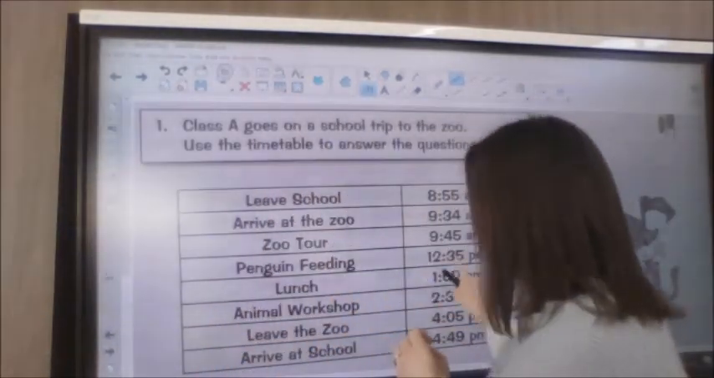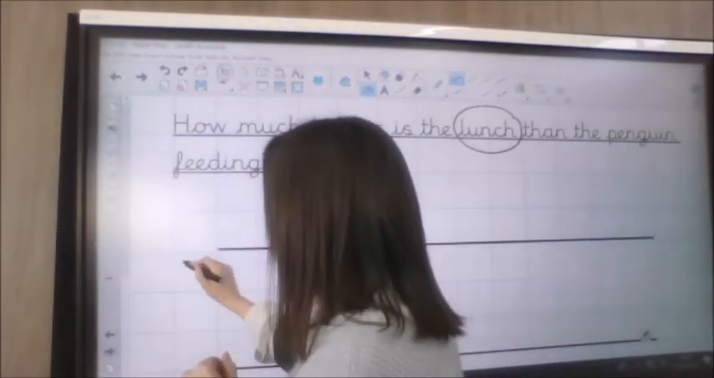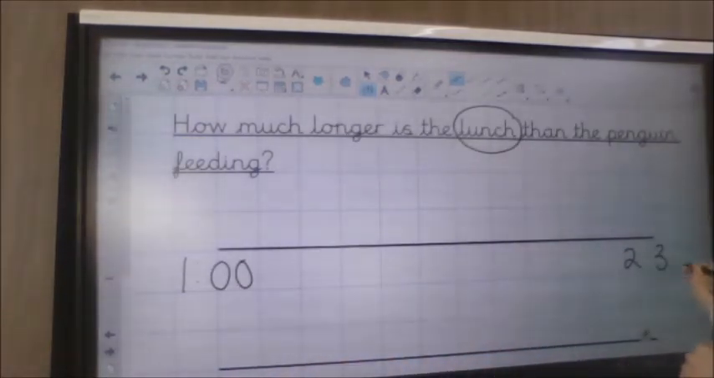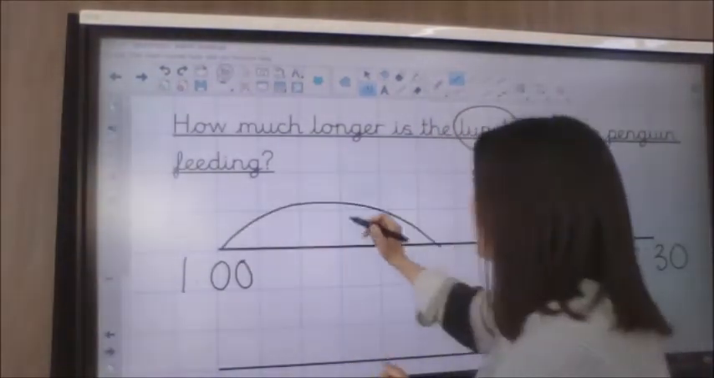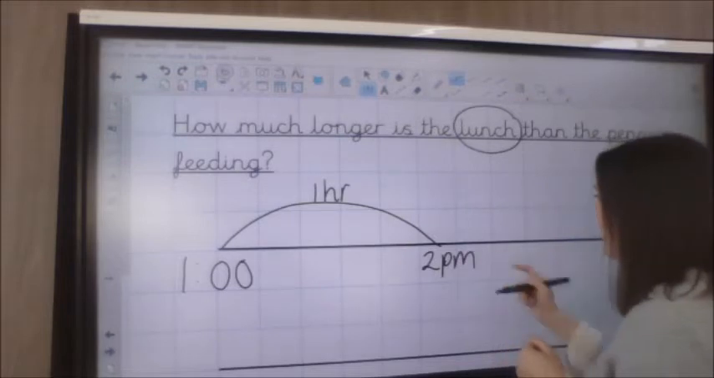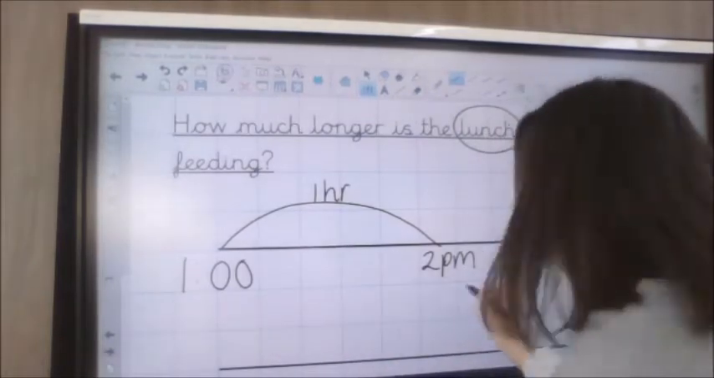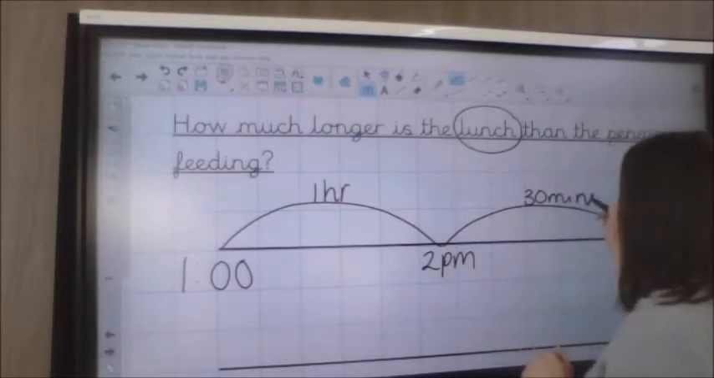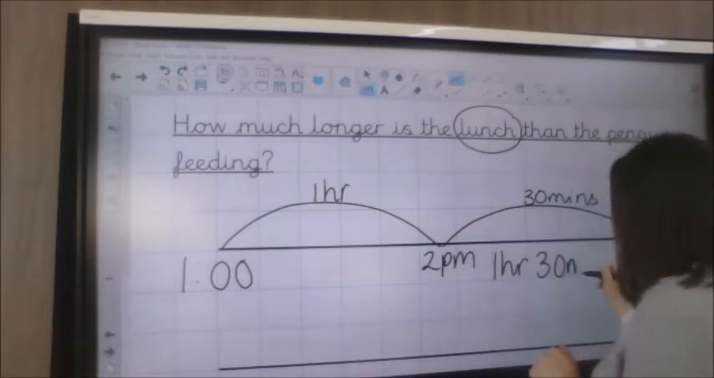So the lunch then, I've got to work out how long lunch is. Lunch starts at 1 o'clock and ends at 2:30. They've got quite a long lunch. Okay, so I'm going to jump an hour first to 2 o'clock. That's 1 hour. And then if I jumped another hour, that would get me to 3 o'clock, so that would take me too long. So I'm just going to jump the 30 minutes to get me to 2:30. So lunch is 1 hour, 30 minutes.